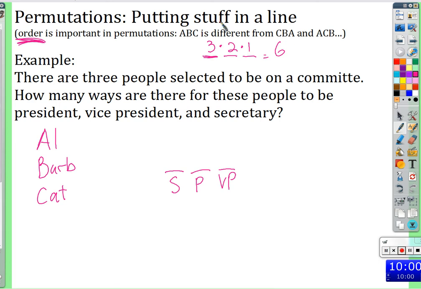So how many ways can we do it? A first, B first, or C first. That's three possibilities for secretary. Once secretary has been filled, then president's next. And so there's two ways, and there's one way. You multiply it all together.